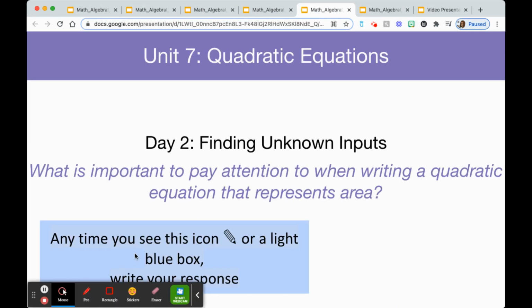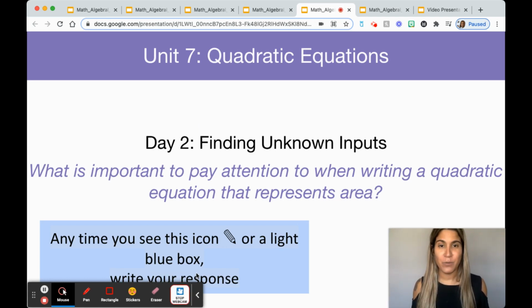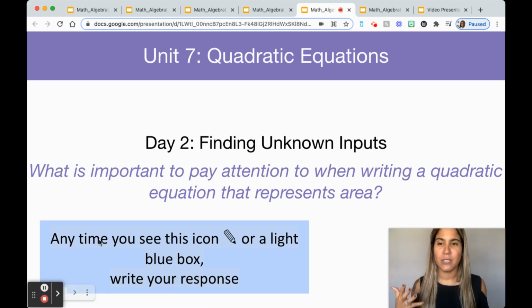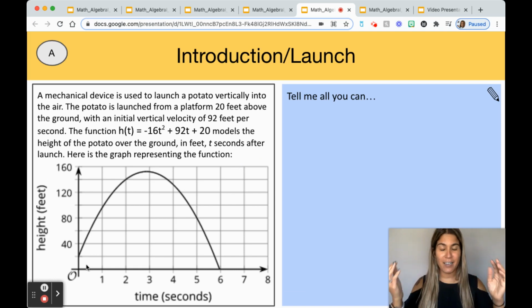The lesson from day 2, which is shown here, is finding unknown inputs. And we have: what is important to pay attention to when writing a quadratic equation that represents area? This lesson will also have a lot of imagery that the students can relate to. I would recommend that in some of these lessons, you make the images bigger or use a slide, whether you're using a Pear Deck or a Jamboard or different tools where the students can really write on it and flesh out the image.